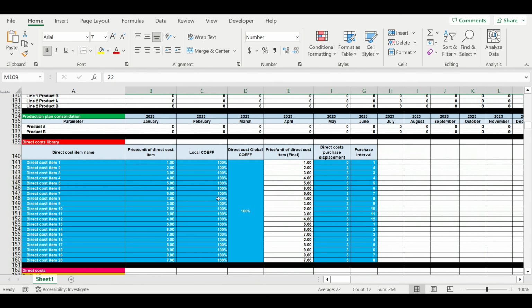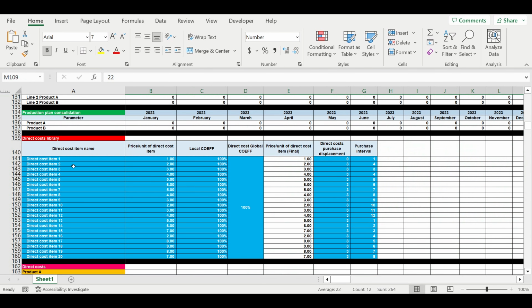Then we move to materials. Here we have the library, the list of all raw materials which participate in the manufacturing process. Here we specify what is the price of 1 unit of this raw material, per matrix of this raw material. Here we have coefficients for future scenario play.